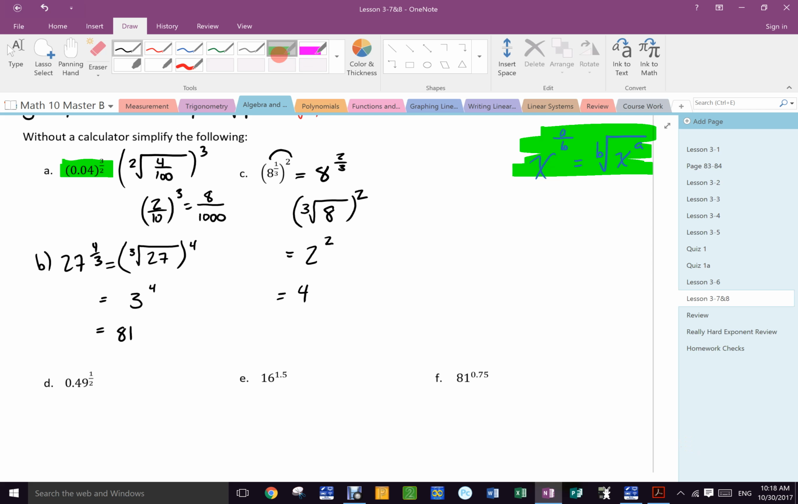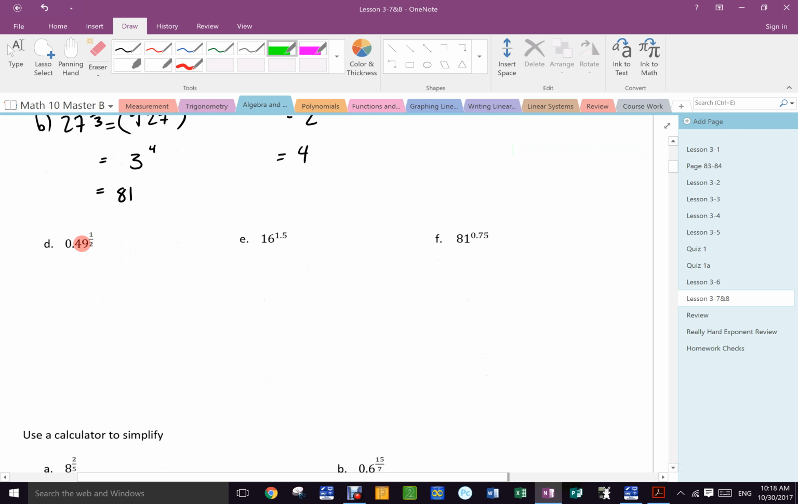Now, please notice, what does that instruction say? Which means this is quite doable without a calculator, isn't it? Why? Because what is 0.49 really? 49 over 100. And all of that is to the 1/2. Does that look like our example? So the 2 becomes the index. The base becomes the radicand. And the 1 becomes the power, correct? Okay. What's the square root of 49?